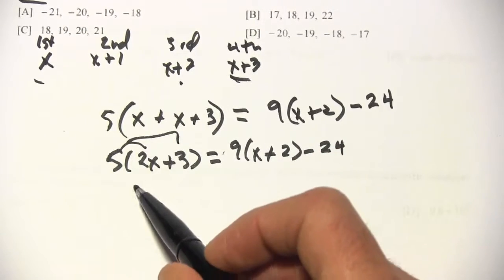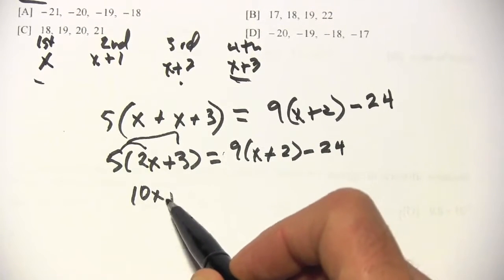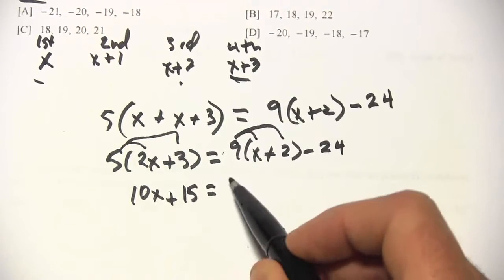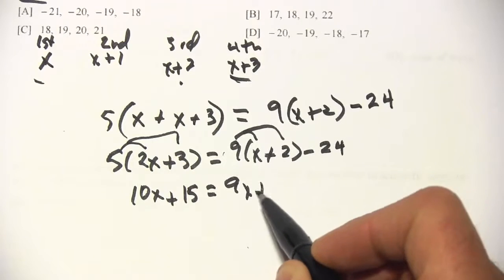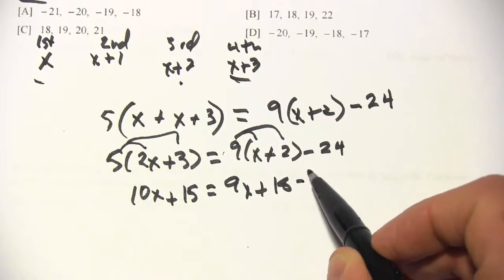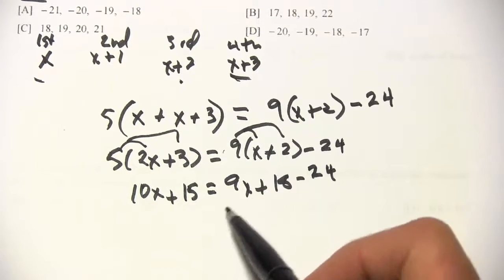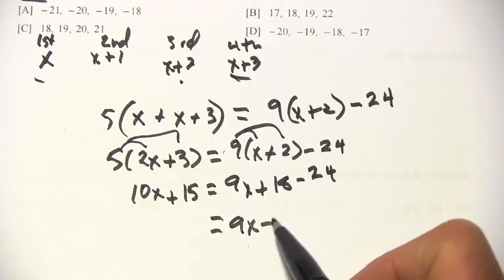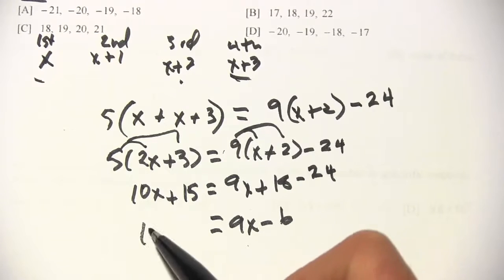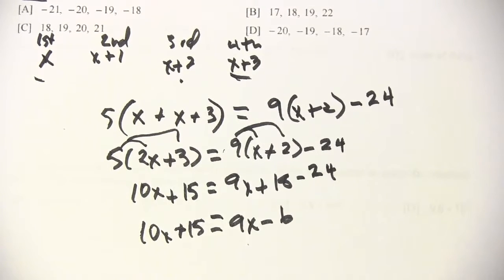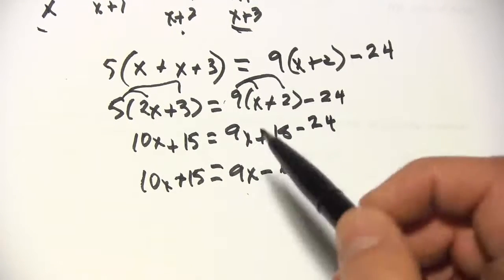So 5 times 2x is 10x. 5 times 3 is 15. And we'll distribute the 9. 9 times x, 9x. 9 times 2 is 18. And then we have our minus 24. So 18 minus 24, I think that's a negative 6. So this is 9x minus 6. 10x plus 15. All right, I'm in that situation where I have x's on both sides of the equation.